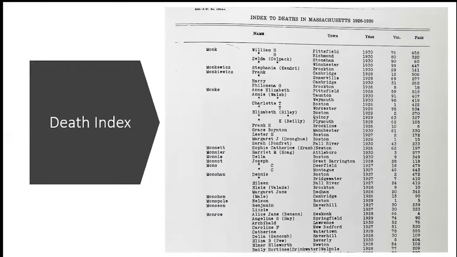Now, this is a death index. And like a marriage index, again, what it provides, if you look across the top here, it talks about the last name of month, William H. Pittsfield in Pittsfield, Massachusetts. The year is 1930. It's volume 76, page 458. So again, this is the index. You then go to either the town, county, or wherever to access the record, and that's where the record itself lies.